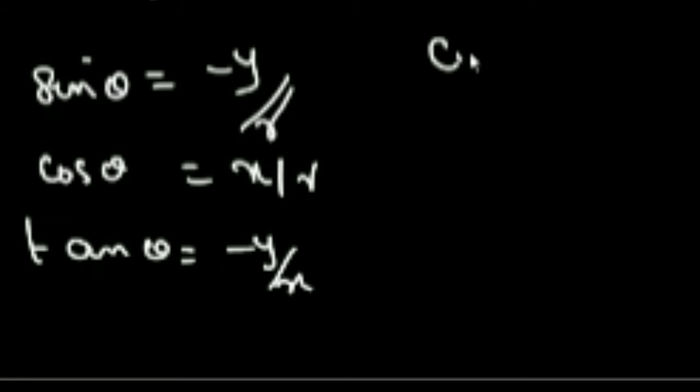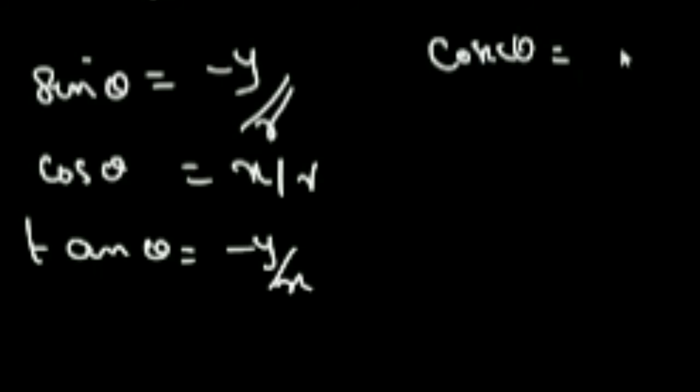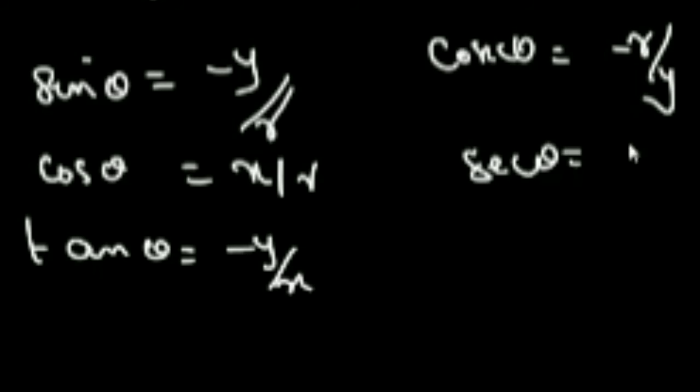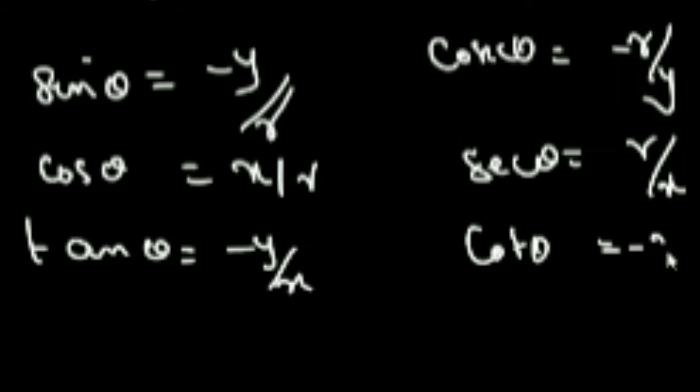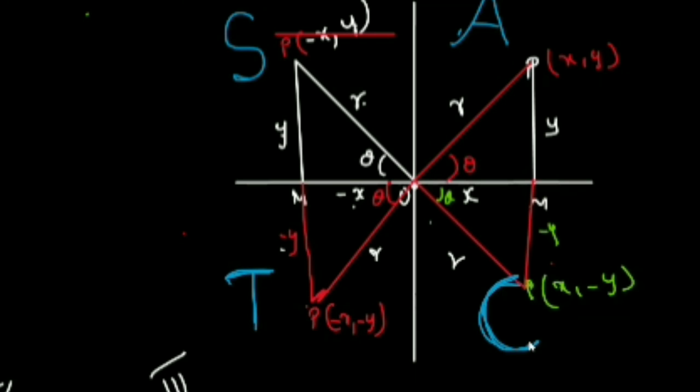Then you have cosecant, minus r by y. Secant is r by x, cot is minus x by y. Which ratio is positive here? Cos. Cos is positive. So this is a very important concept.